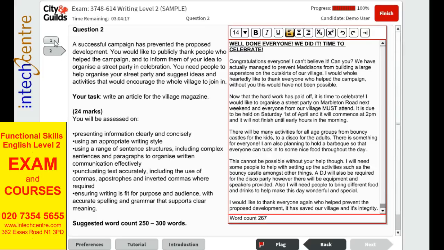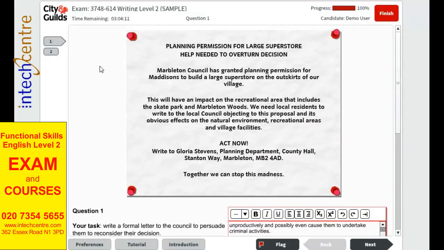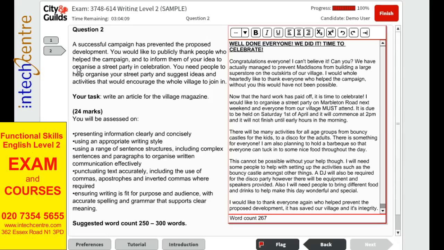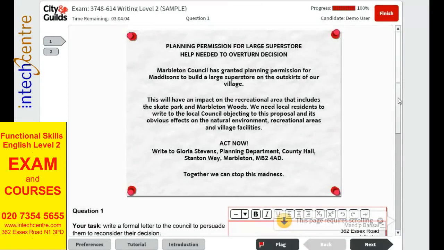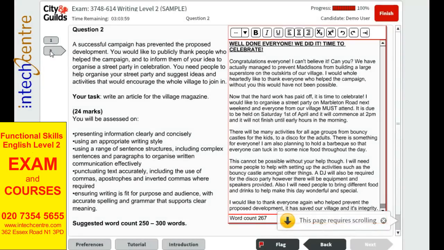If you have any time remaining, you can again go back to the first question and have a read and see if there are any spelling or grammatical mistakes. I think we've done a pretty good job here. Again, the questions that were given here are a letter and an article. You could also have three other types of styles of writing when it comes to the Functional Skills English Level 2 writing exam. You could also have a report, an email, or a speech. So you should also be prepared for all of these three different types of writing, as well as an article and a letter, as any two of them could come up in the exam.